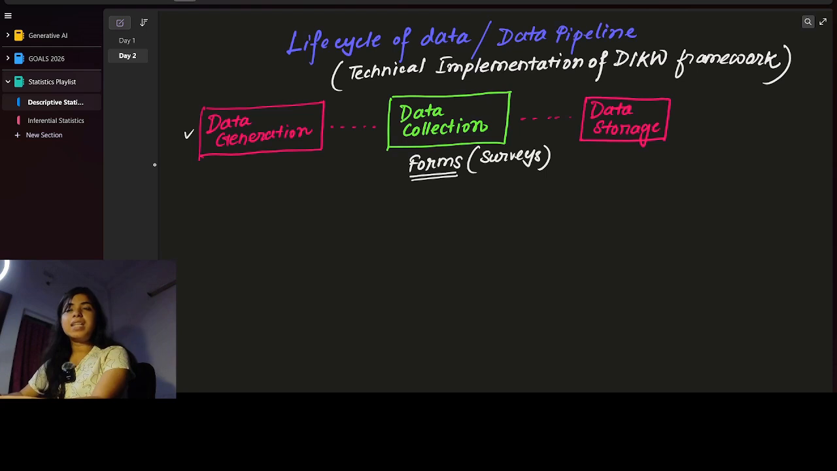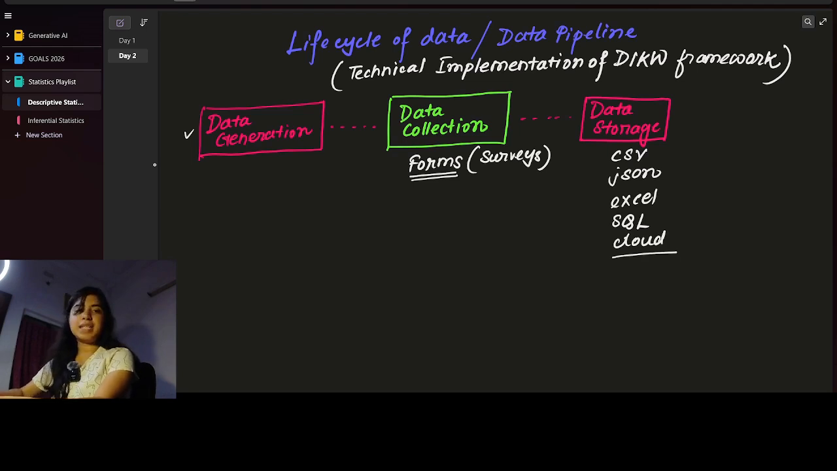After collecting the data, it is stored somewhere. In which format? It can be in the format of CSV, JSON, Excel, and SQL databases are also used. Even in the cloud we can have this data.